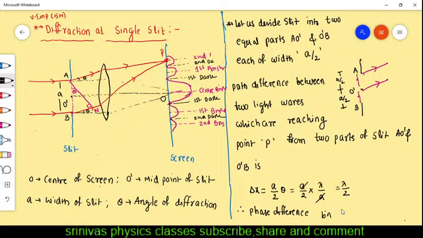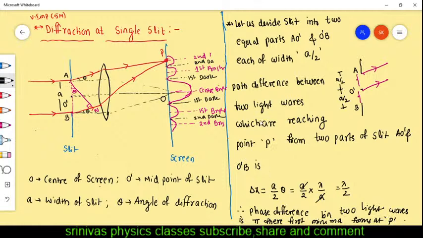The phase difference between the two light waves is pi. Path difference lambda by 2 means phase difference is pi. Therefore, first minima forms at P. This is how first minima forms at P.